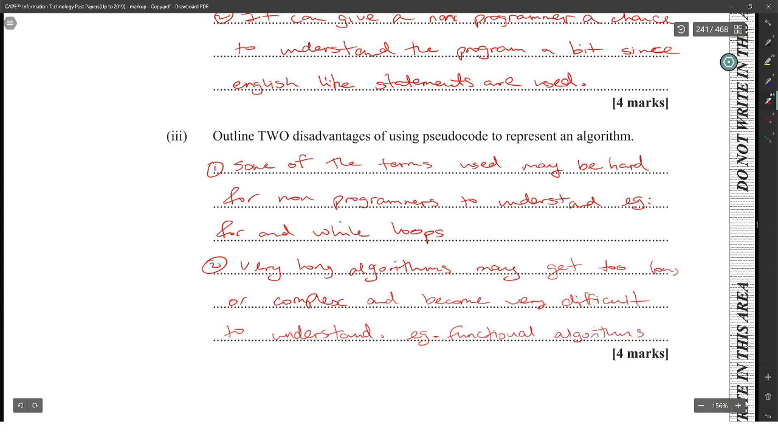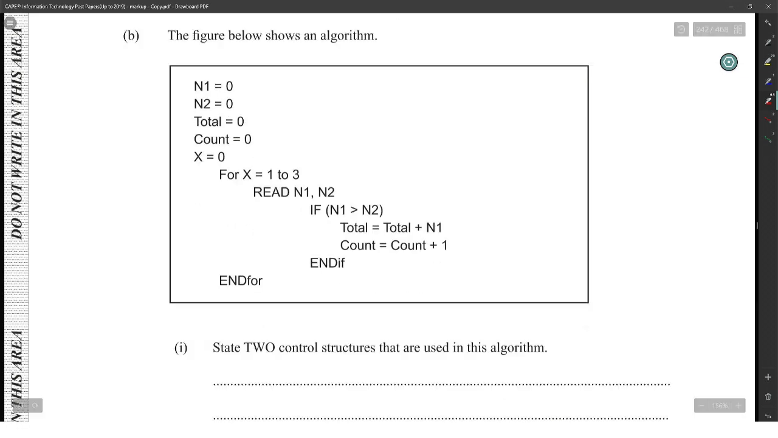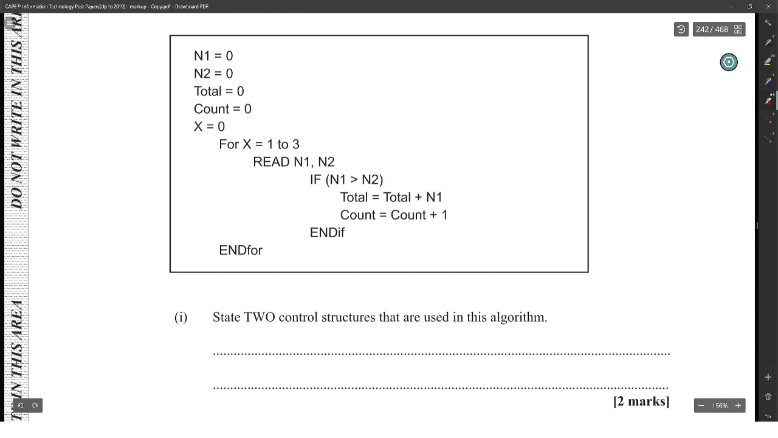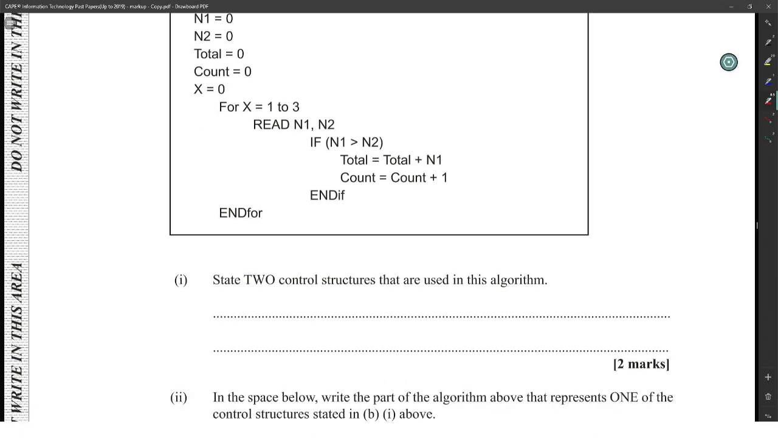When you have a lot of functions, it will take kind of long sometimes to represent in pseudocode. Alright, the figure below shows an algorithm. N is equal to 0, n is equal to 2, total is equal to count, x is equal to 0. For x is 1 to 3, read, blah blah blah. Name 2 control structures that are used in this algorithm. There's always sequence definitely used. There is selection, and there is also iteration. Any one of these will go, no problem.